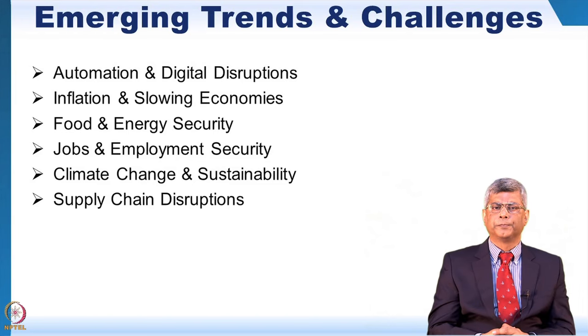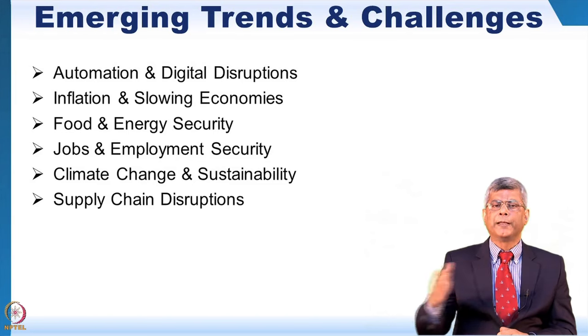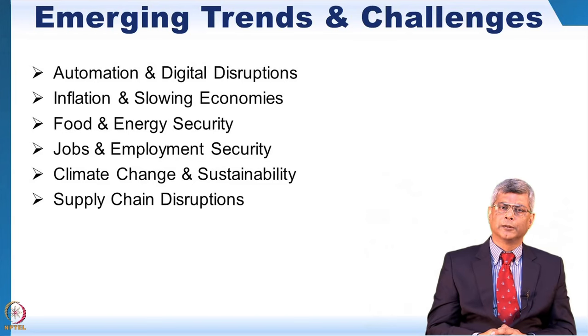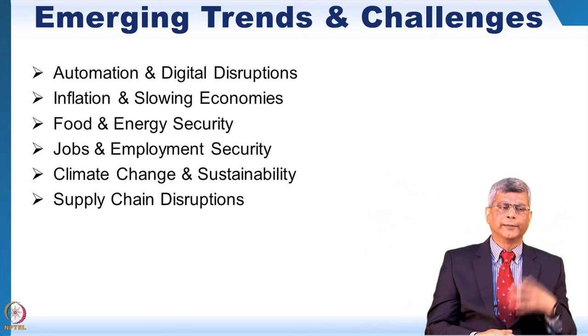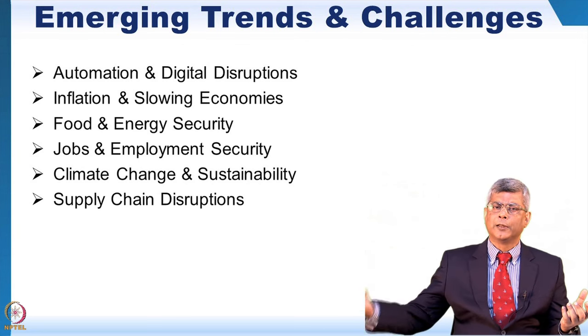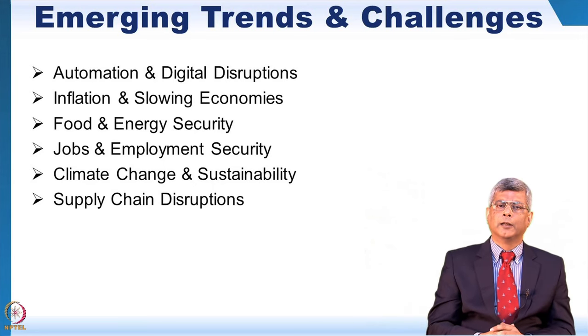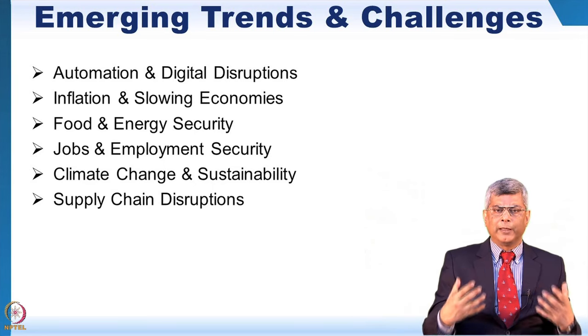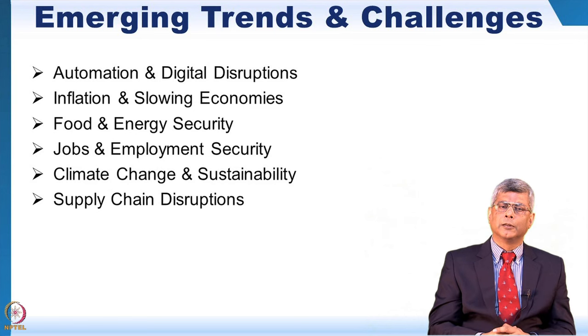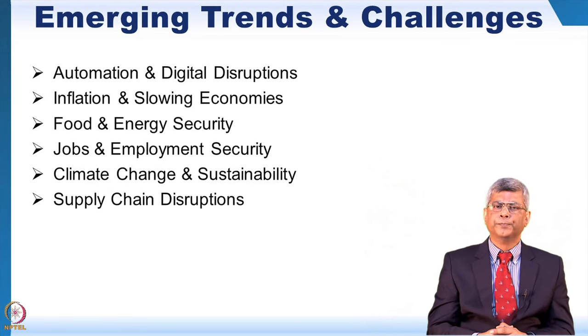Supply chain disruption. A lot of the companies have created global supply chains. The consumer is sitting in the US or Europe, but the manufacturing is happening in China, and it's all connected by ships and planes. And there may be a geopolitical or a physical disruption of that supply chain.